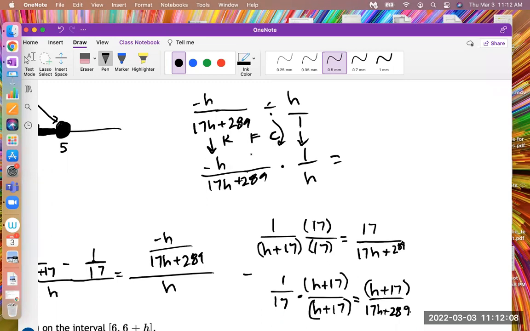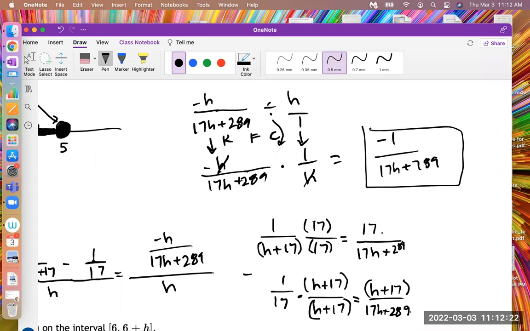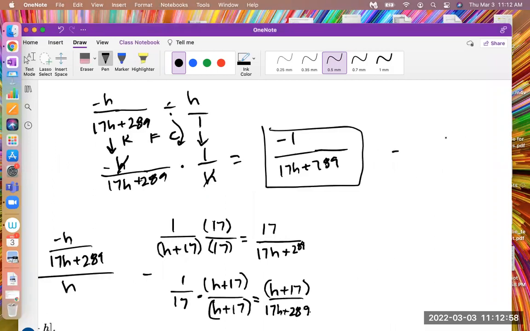Now when you're multiplying fractions, you can cross cancel here. And I'm going to get negative 1 over 17h plus 289. And that's my final answer. Simplified as can be. I would have to make sure that there's no common number in the denominator and numerator, but the numerator is negative 1, so we don't have to worry about that, but let's check. I'm going to check my answer. That's exactly it. You can write this in a few different ways. Like if you were to just put the negative in front of the fraction, that would be the same answer, right? That's how they have it written, okay?